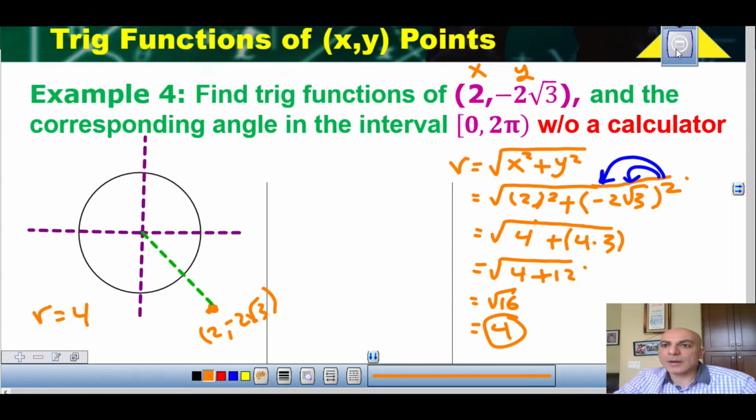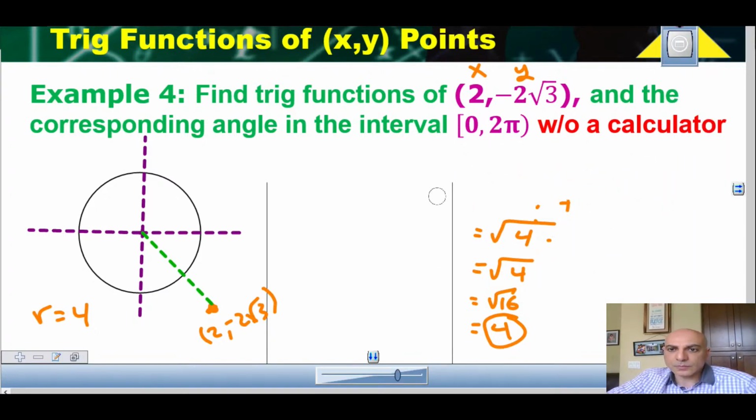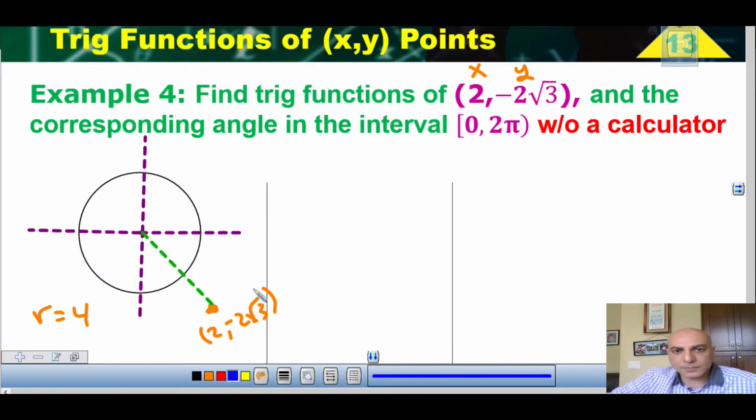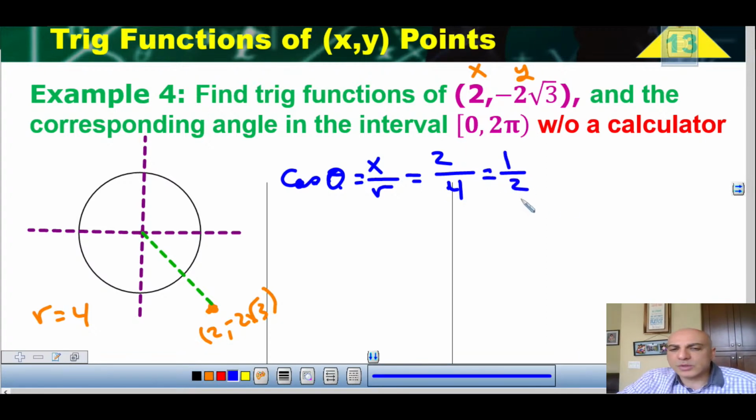Okay, so I'm going to erase again because I need some room. I'm going to erase the r. And basically, I wanted to work out my 3 functions. So cosine theta. Excuse my throat today. Cosine of that angle is going to be x over r, and the x is 2. R is 4, not 2. R is 4, which is going to give me 1 over 2. Interesting. Cosine of the angle is 1/2.